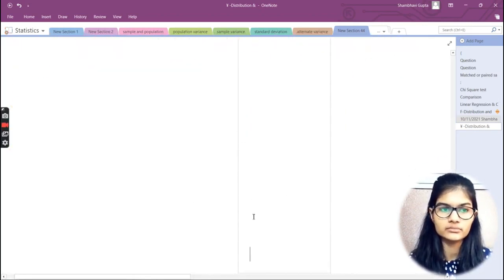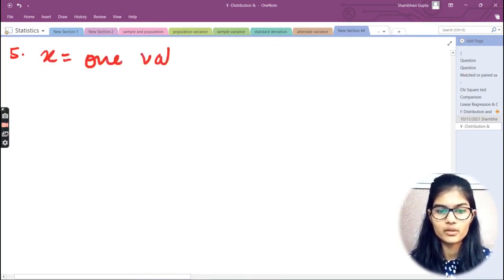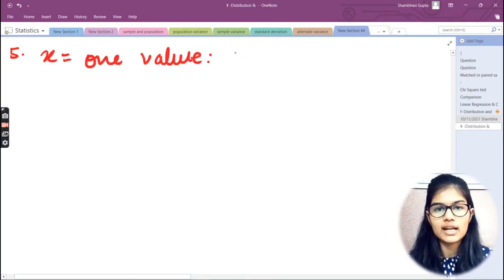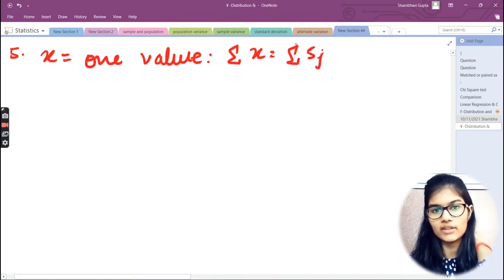Let's come down here. Next we are having number 5, and that's the small x, that is equal to one value. Okay, one value, that is sigma x, that is equal to sigma s of j. Okay, yes, this is what it is used for. So x is equal to one value, sigma x is equal to sigma s of j. Fine.